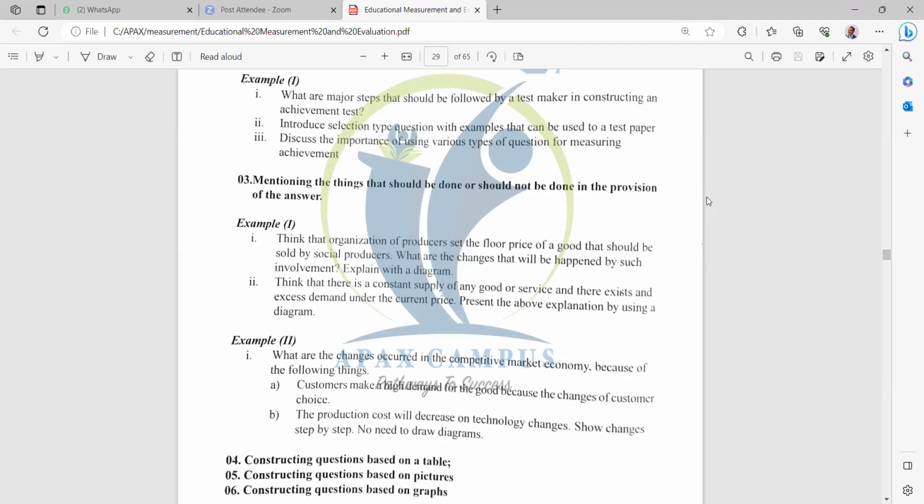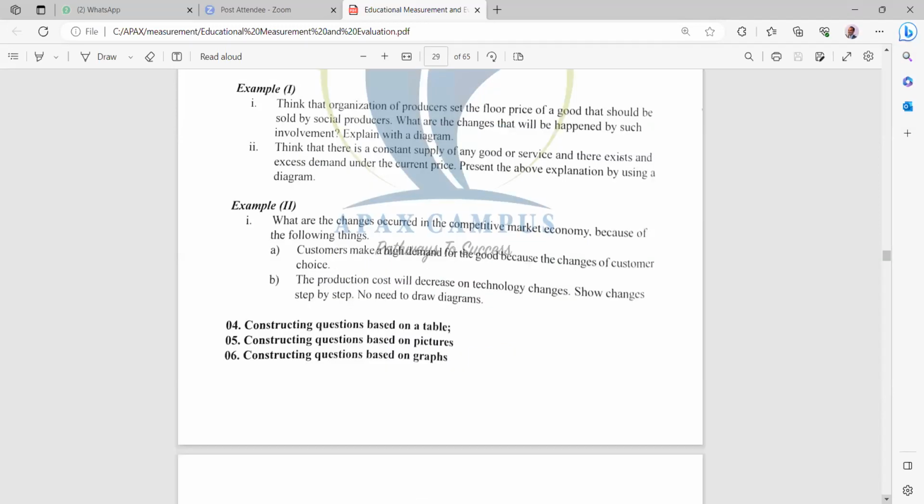The example 3, what are the changes occurred in the competitive market economy because of the following things? So again, we are giving points: the changes of customer choice, the production cost will decrease on technology changes. Show changes step by step. No need to draw diagrams, but you have to show the changes step by step.